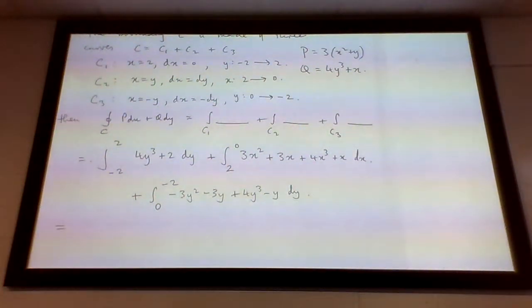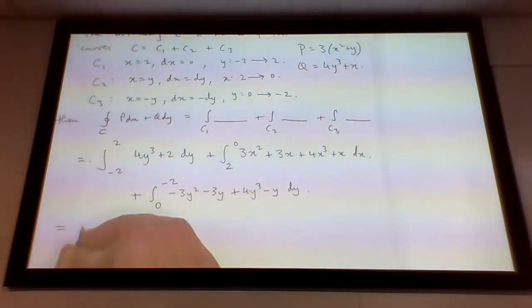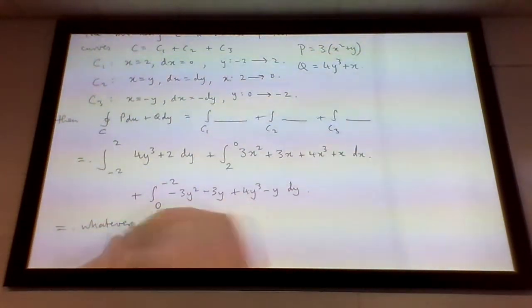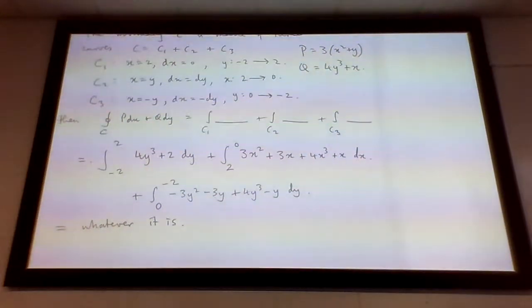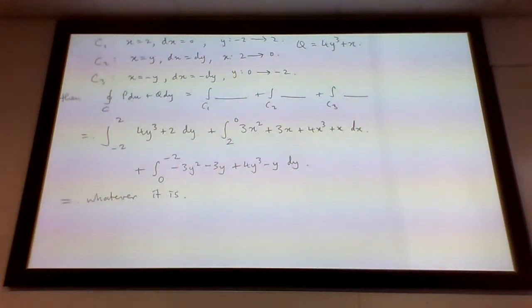And while in this case it's just familiar integrals, okay? So that'll come out to be some number. So rather than step painfully through that, let's look at the right-hand side of Green's theorem.